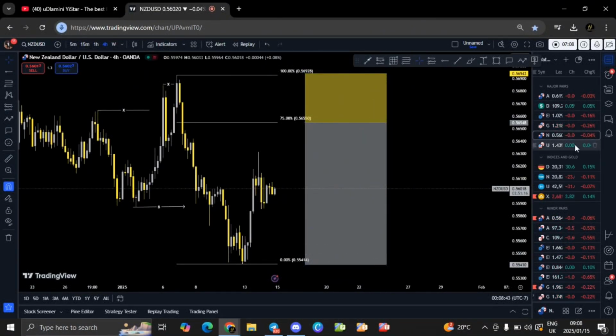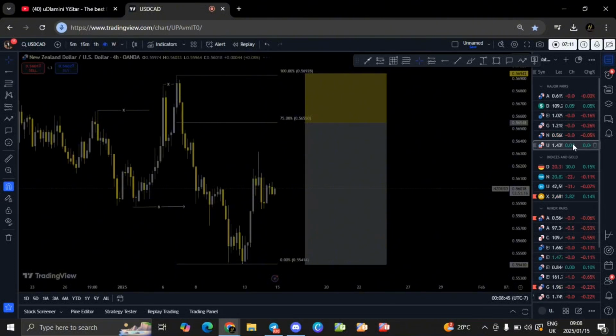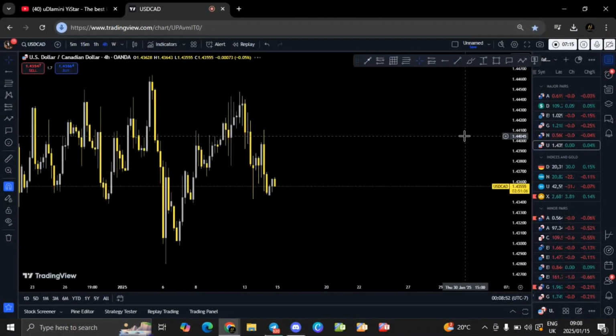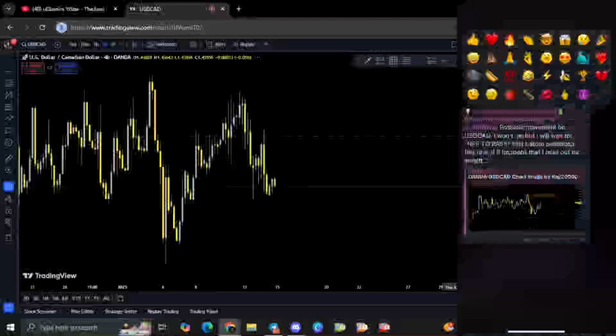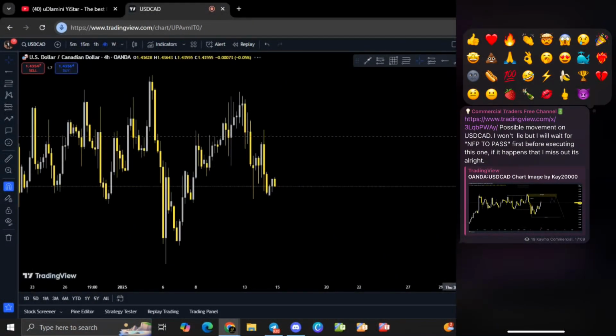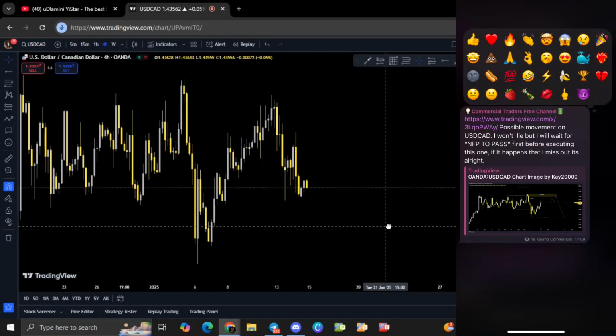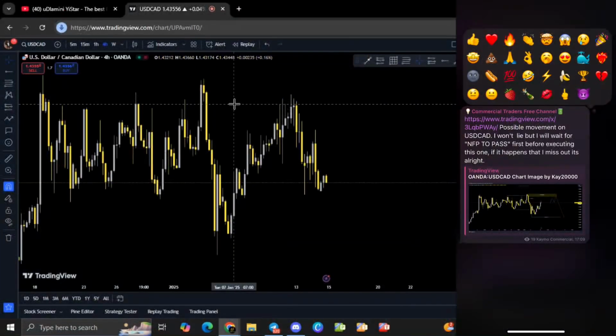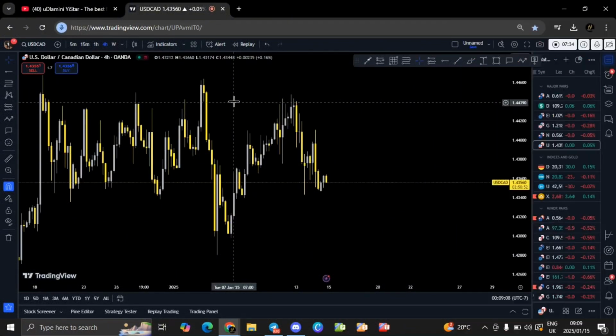So let's go to the USDCAD challenge. To the USDCAD, not challenge, my guys, my bad, I'm not focused yet. So let's go to the USDCAD currency pair. On this USDCAD currency pair, I did share this setup on the 4-hour time frame that we are going to have sales at this supply zone.